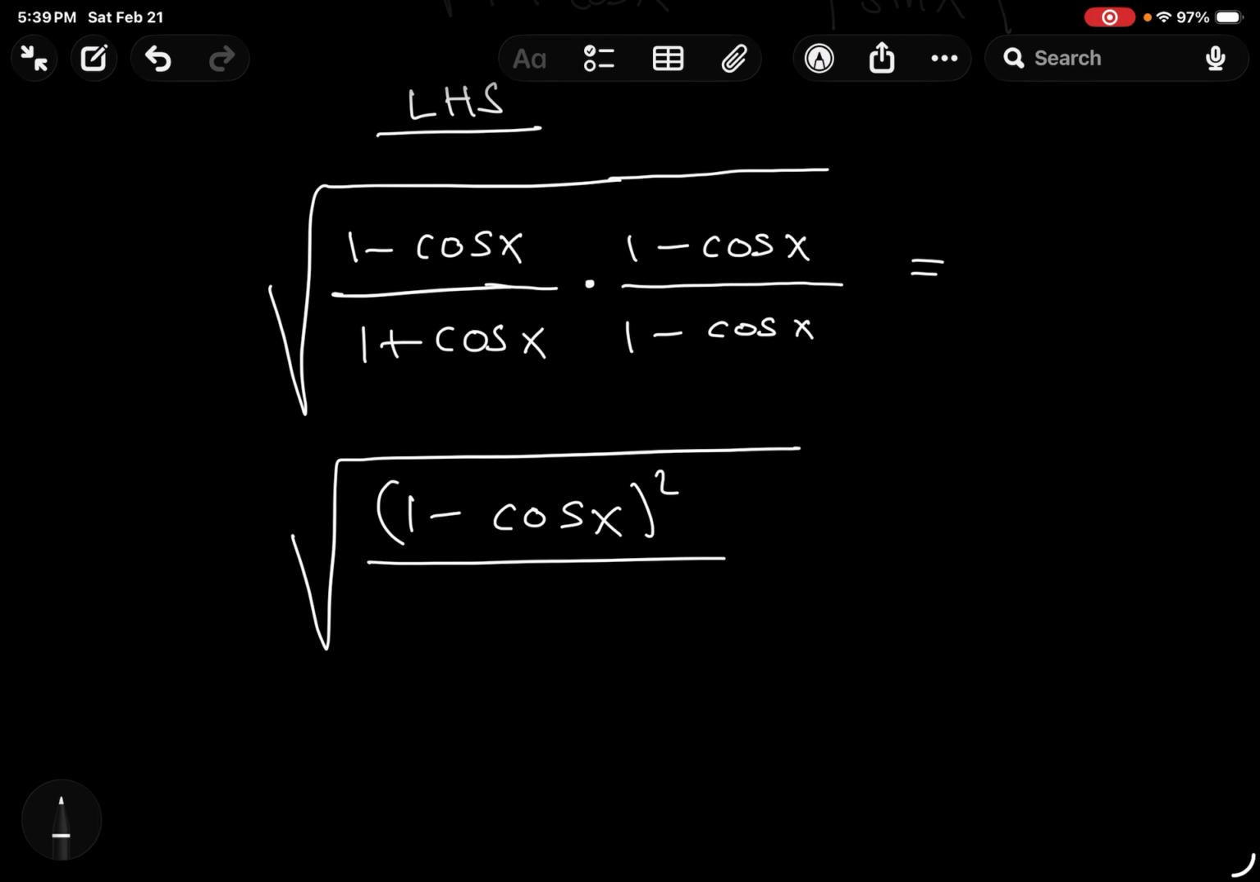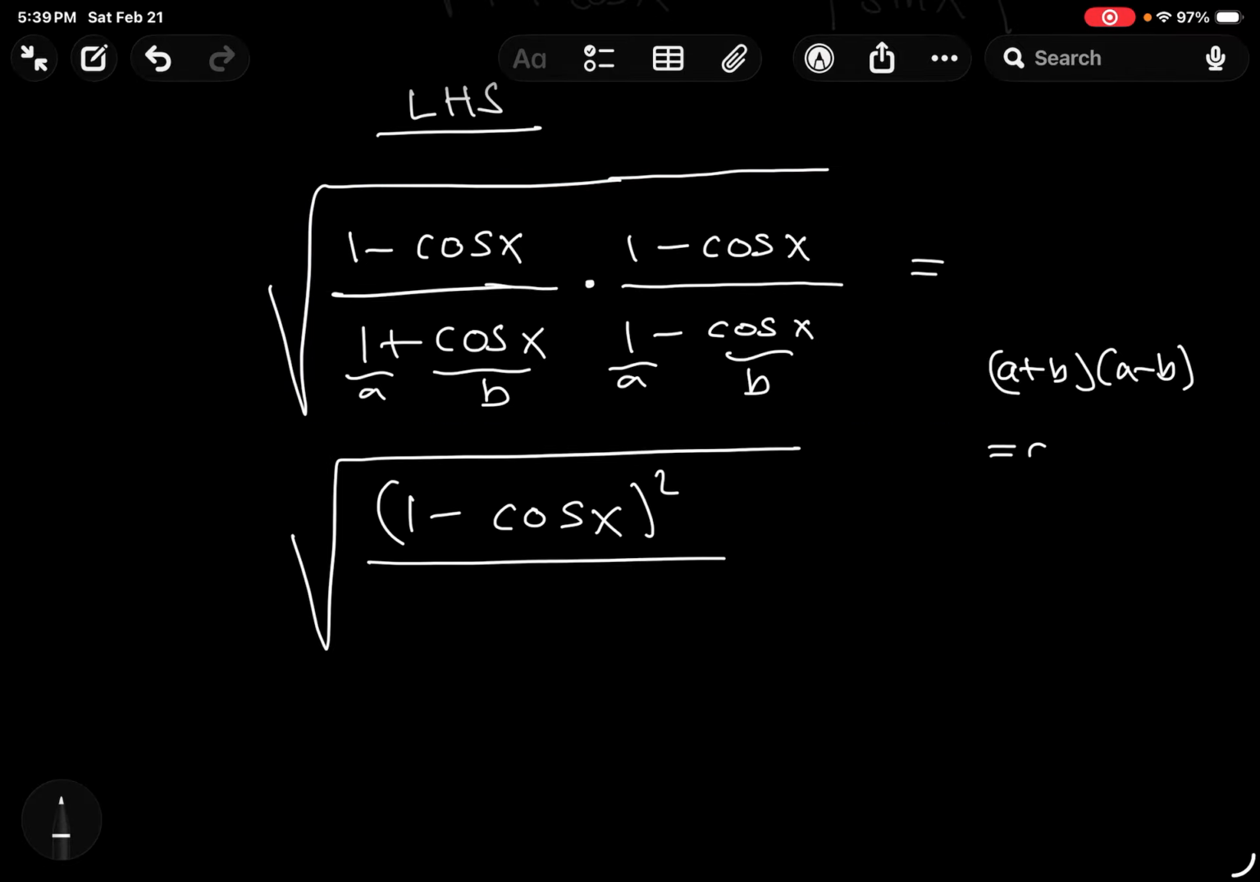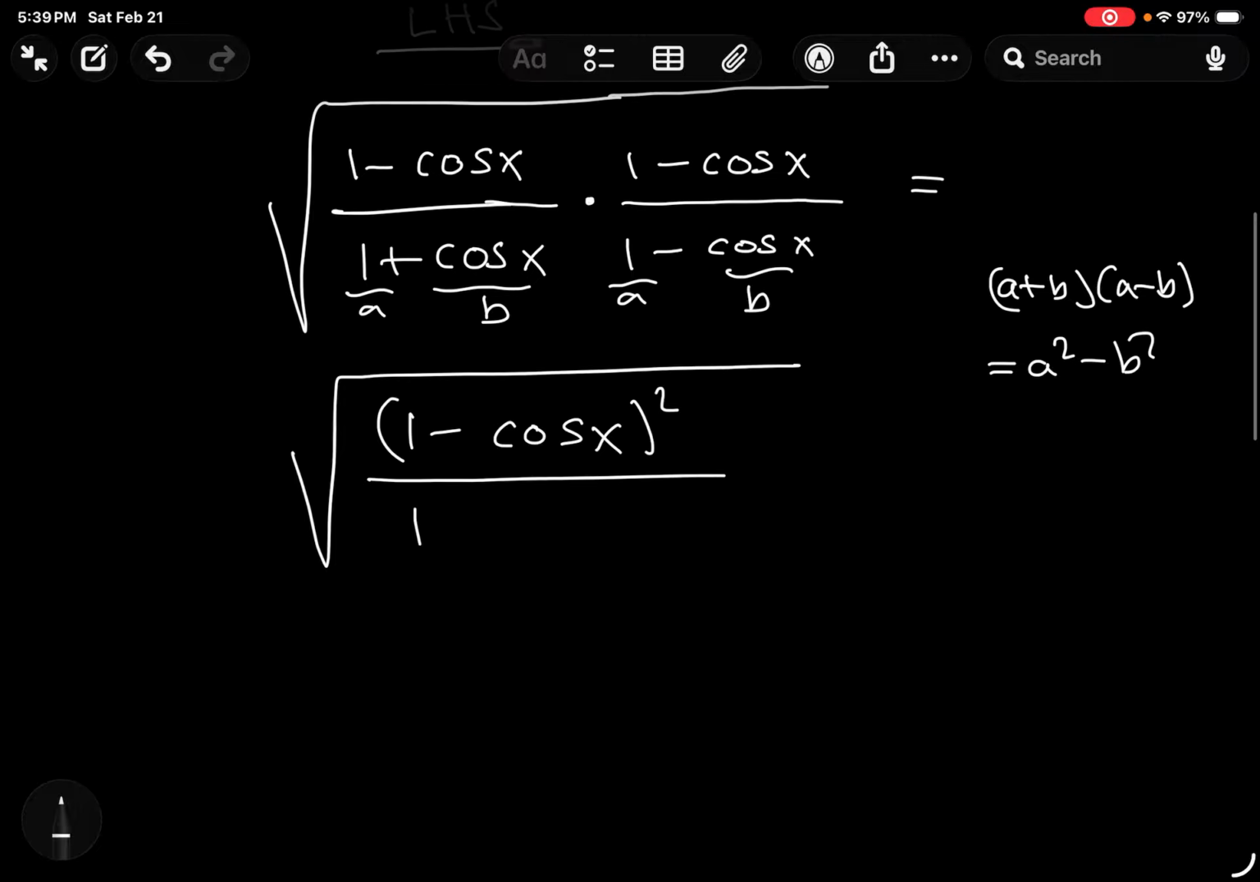And then in the denominator, I have the pattern of a plus b times a minus b. And if you forgot what a plus b times a minus b is, your algebra teacher is not going to be too happy. It's a squared minus b squared. That's your sum and difference pattern. So that gives you 1 minus cosine squared x.